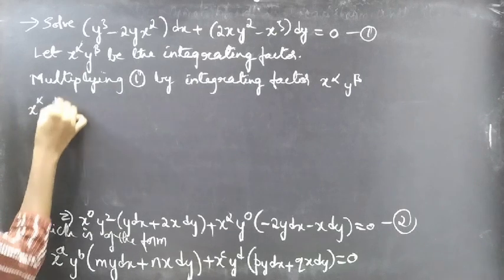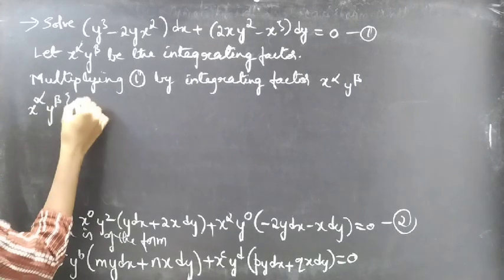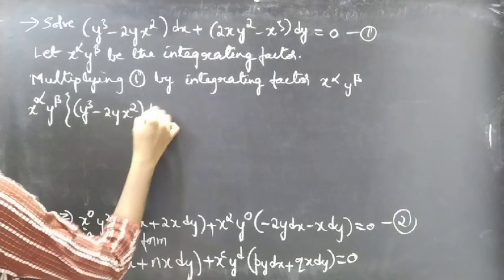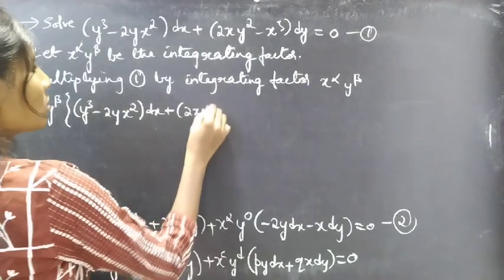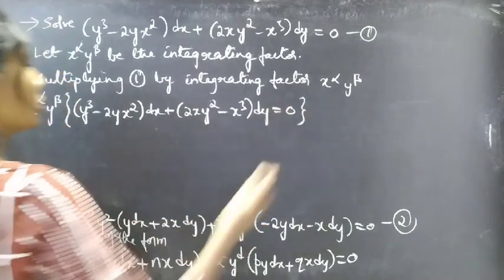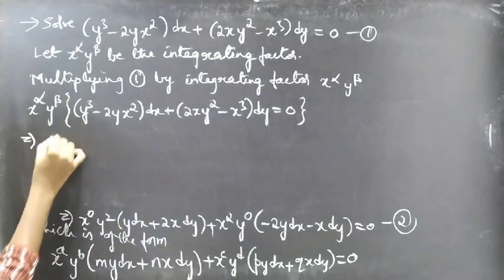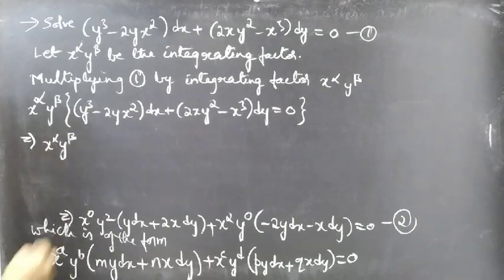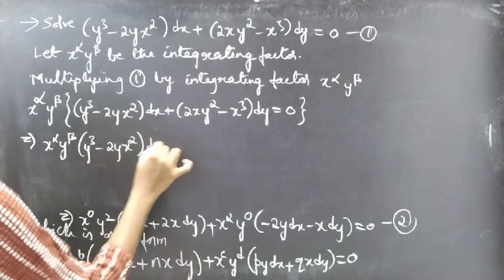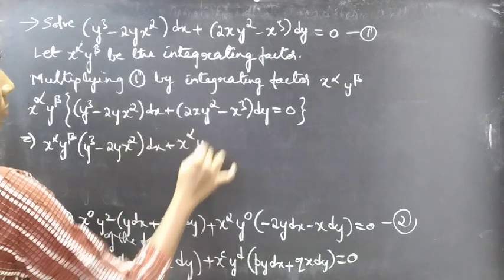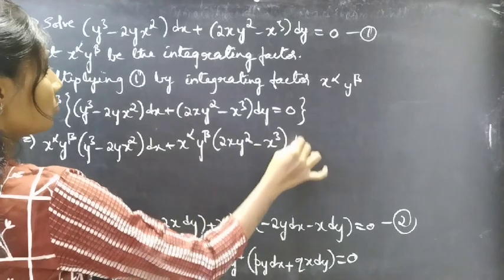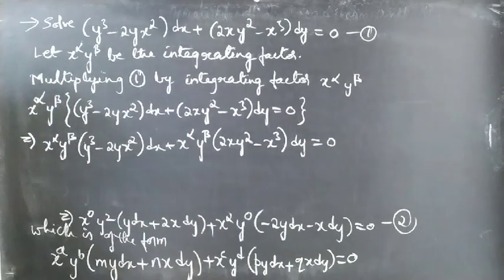Multiply x^α y^β into the given equation, (y³ − 2yx²) dx + (2xy² − x³) dy = 0. Then we'll get x^α y^β (y³ − 2yx²) dx + x^α y^β (2xy² − x³) dy = 0.